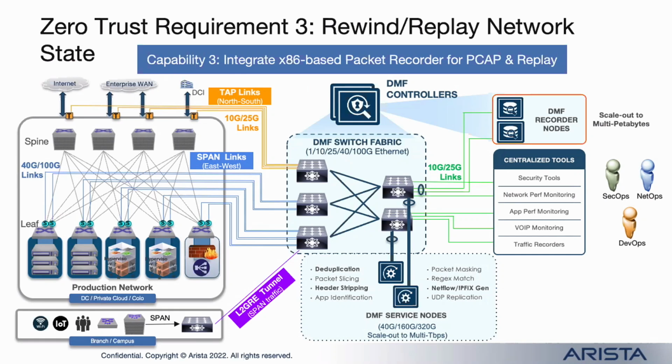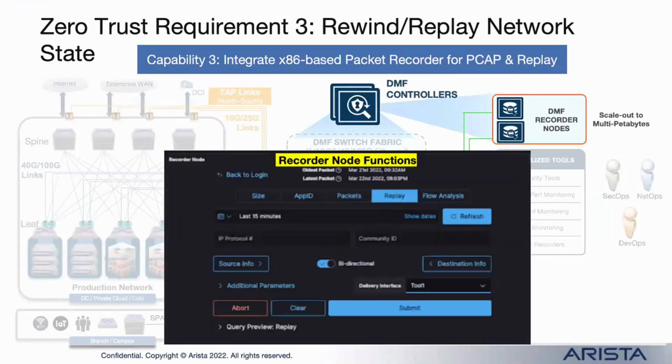And what does it deliver? Well, with the recorder node, we can store packets to deliver PCAPs to the tools that need them. We can also replay traffic exactly the way it was captured to the tools, so that the tool can play it and see how potentially a threat was evolving and jumping from one place to another. Of course, the recorder node can provide additional network visibility functions such as application identification, TCP analysis and other things. But certainly for security purposes, PCAP and replay become very important.